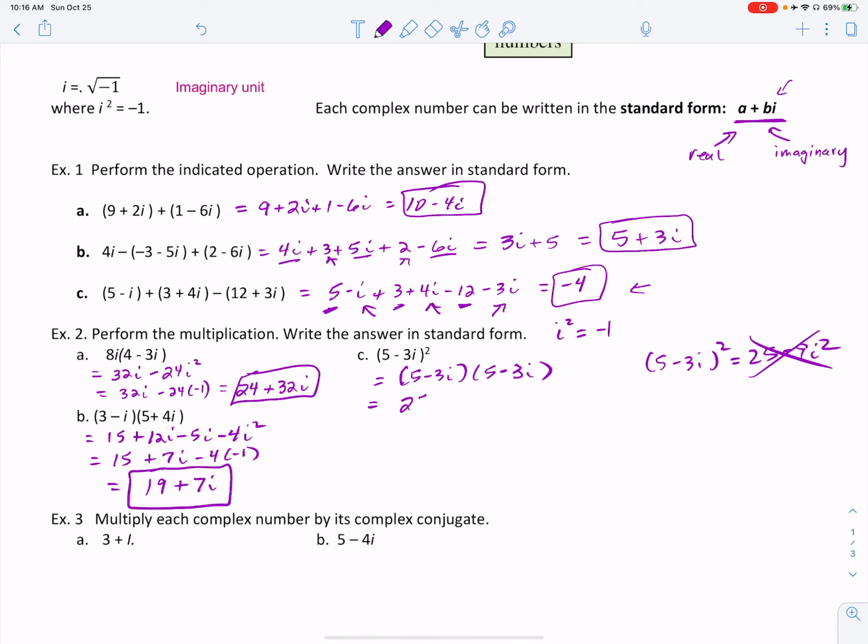You end up with 25, then minus 15i minus 15i plus 9i squared. So you have 25 minus 30i, and the i squared is a negative 1, so we'll just make that a minus 9. And so you end up with 16 minus 30i.